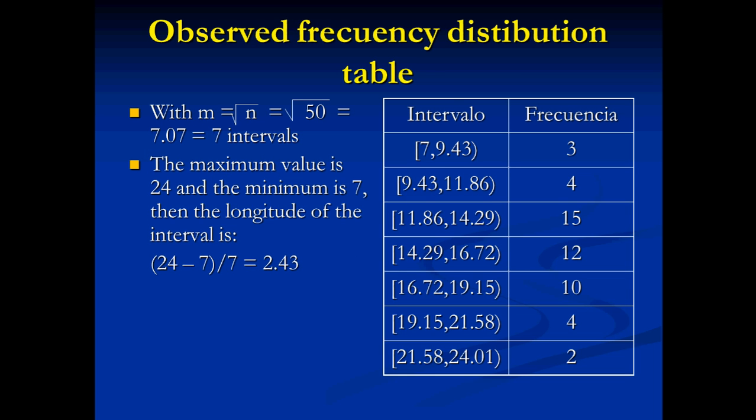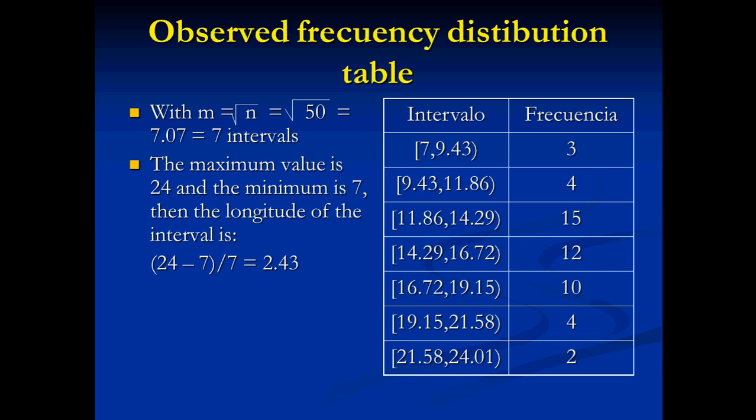We establish an observed frequency distribution table. First of all, we calculate m, the number of intervals, by calculating the square root of n, being 50. We have 7.07 that can be 7 intervals or 8 intervals. We can decide between those values, and there isn't a big error if we choose 7 or we choose 8 intervals. The maximum value of this set of data is 24 and the minimum is 7.